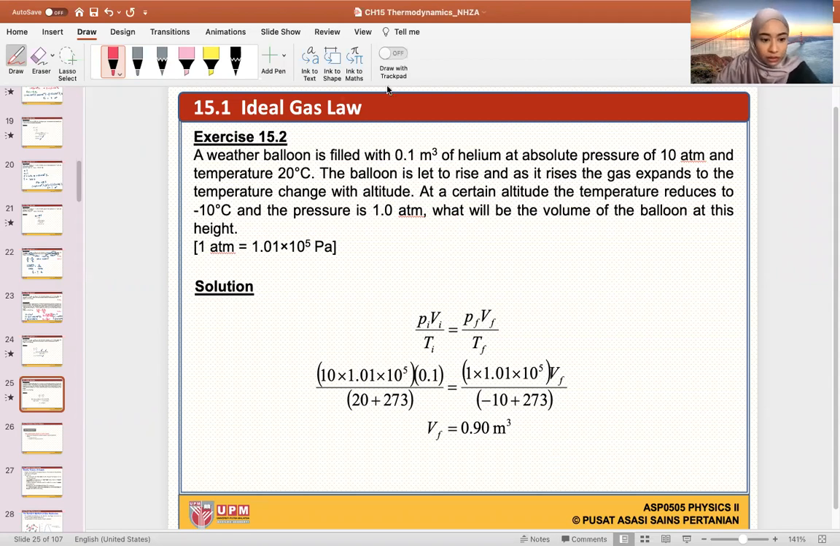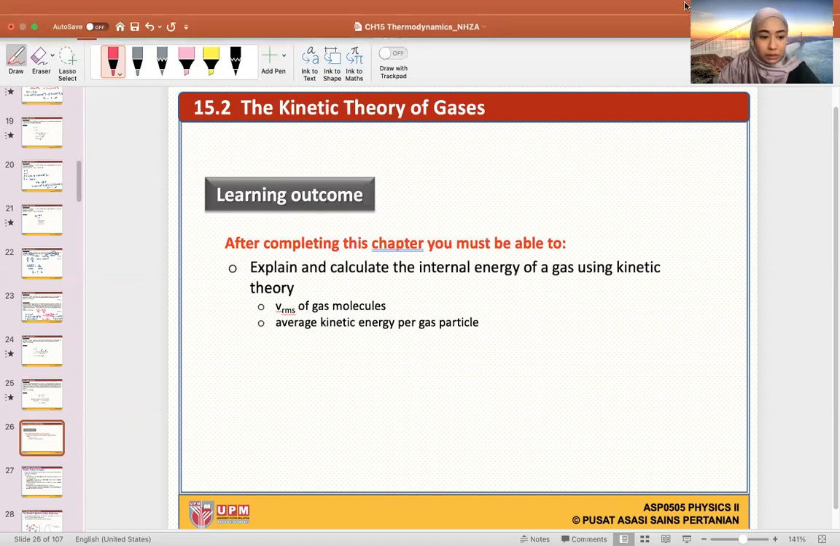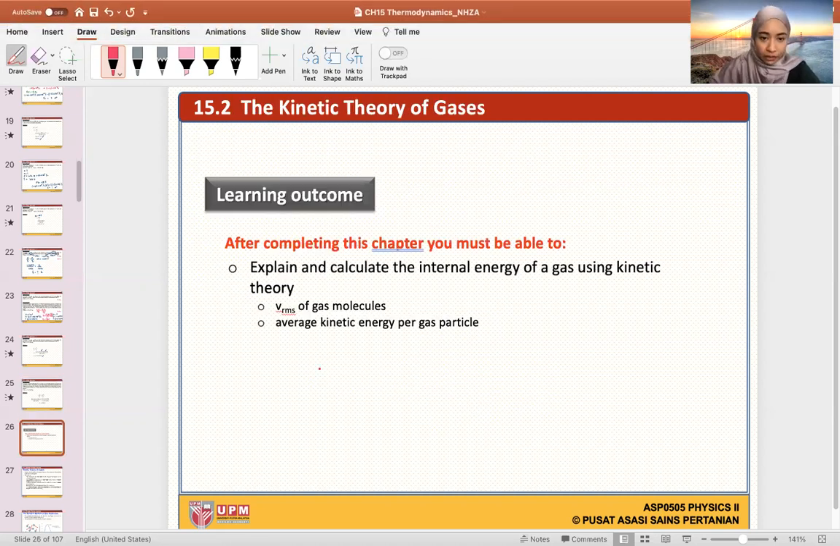Okay, so moving on, kita ada 15 minit lagi. So baru nak masuk kinetic theory of gases that we have learned a little bit last week. For this subtopic, we need to understand how to explain and calculate the internal energy of a gas using kinetic theory. The equations related to this are VRMS, average kinetic energy, and also U. U equals the internal energy of the gas system lah.